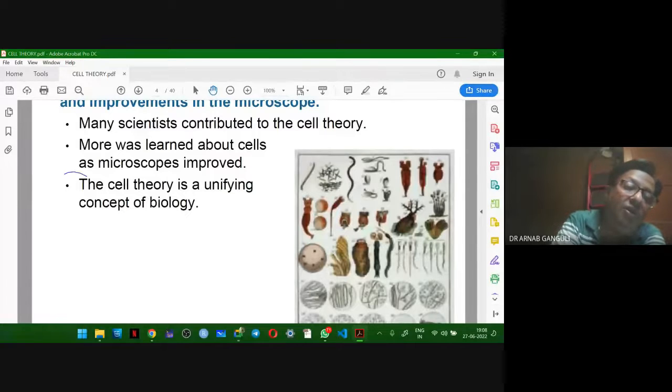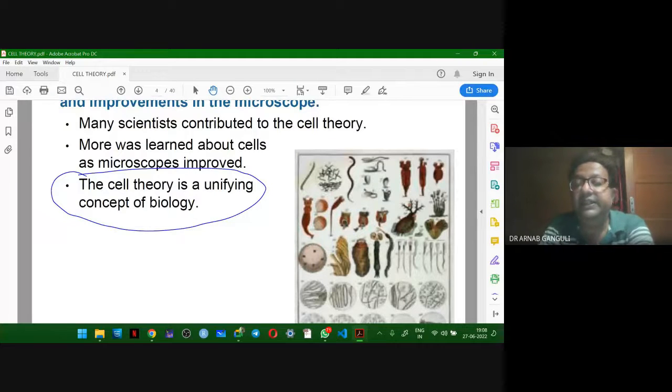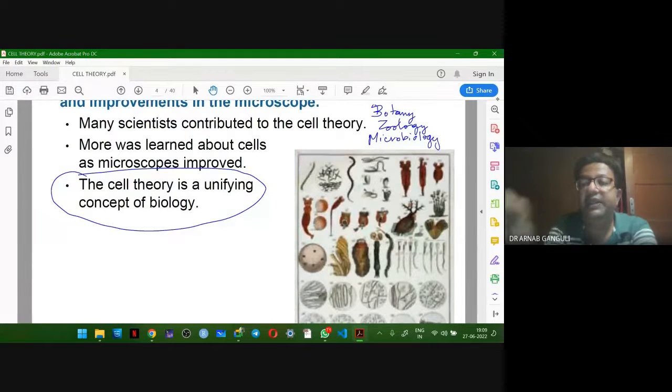In the whole of biology, the theory of a cell is a unifying concept. That is, it unifies botany, zoology, microbiology, even physiology. Because in a nutshell, the cell is the basic unit of life. Biology studies life, and the basic unit of life is the cell. So whichever branch of biology you go to, the concept of the cell stands firm.